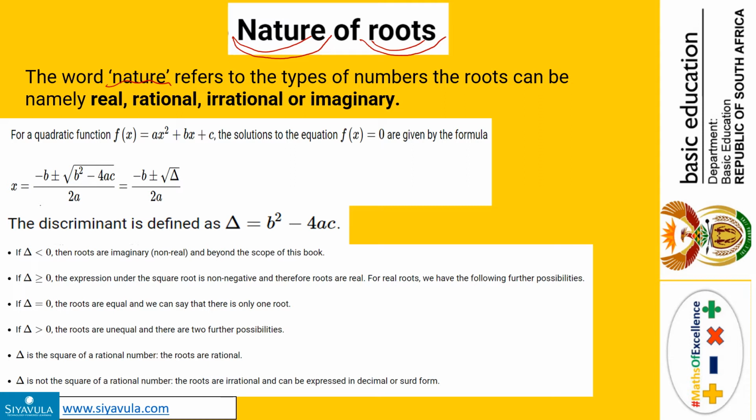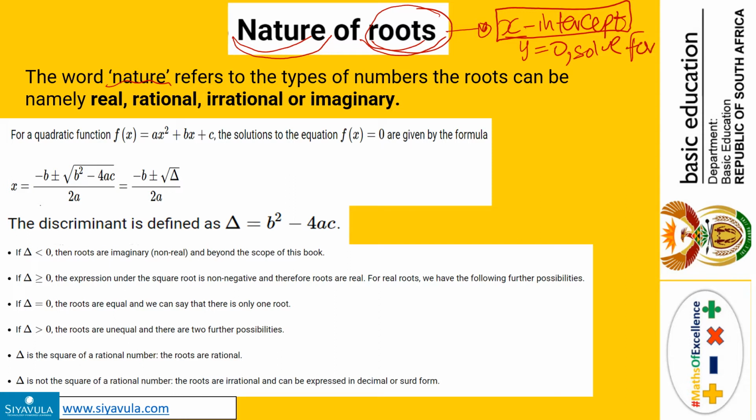So let me also explain what is a root. A root is what you know as the x-intercept. So how do you get your x-intercept? You let y equal to 0, then you solve for x. When you solve for those x when y equals 0, you get your x-intercepts, and we call those x-intercepts our roots, right? So they are called our roots.